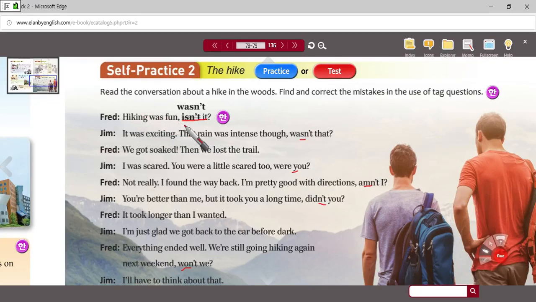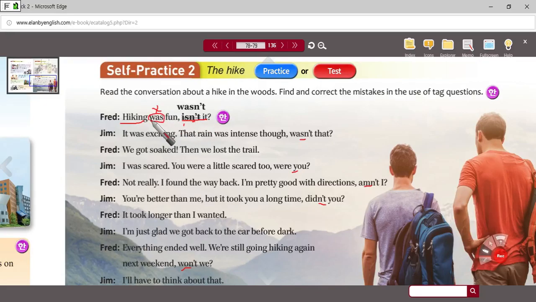Now you'll notice with the first example here, Fred says, "Hiking was fun, isn't it?" Okay, sounds funny to say it. So Fred was almost correct. He identified the be verb, identified it was positive, and so here he took the be verb and made it negative. And he got the subject pronoun correct. Hiking is a thing. It is an activity, not a he or a she. So it. Everything is correct except the tense.